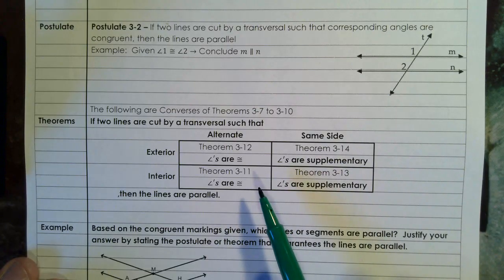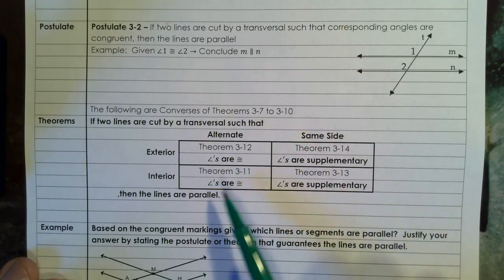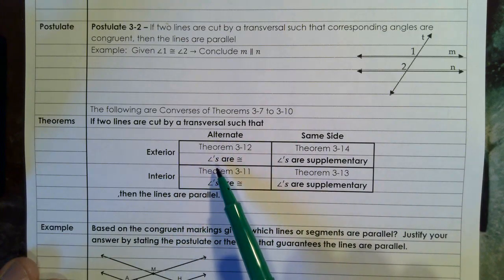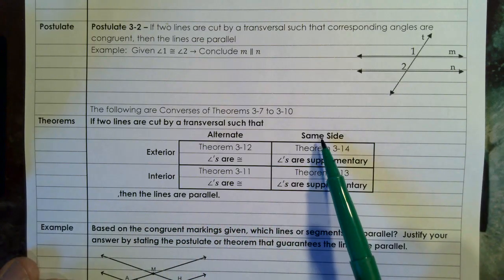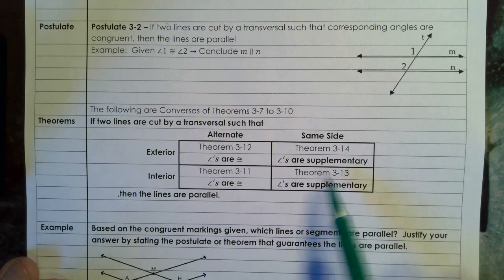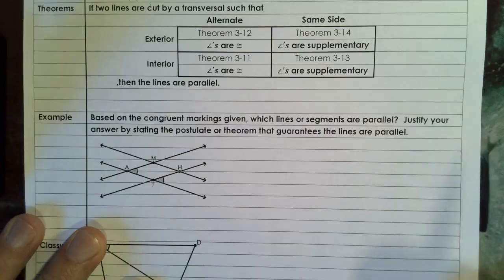This table down here is the converses of theorems 3-7 to 3-10. And it's stating that if we get alternate exterior angles congruent, then the lines have got to be parallel. You could also say same side interior angles are supplementary. Theorem 3-13 says that our lines have to be parallel. So let's check it out.